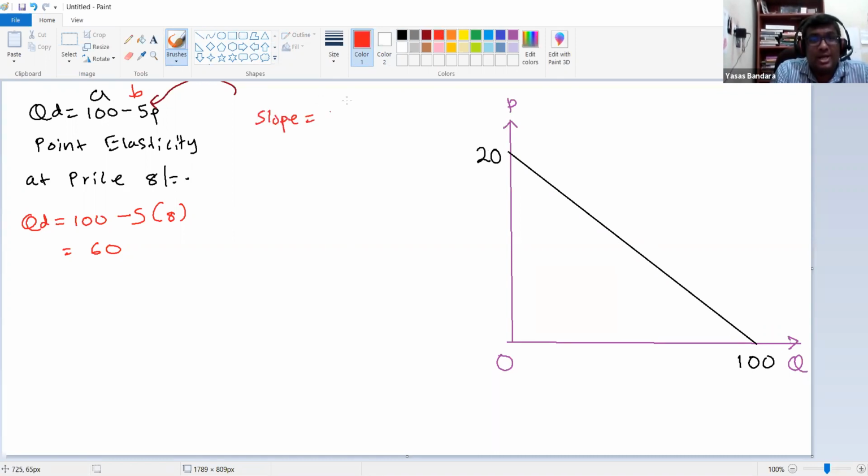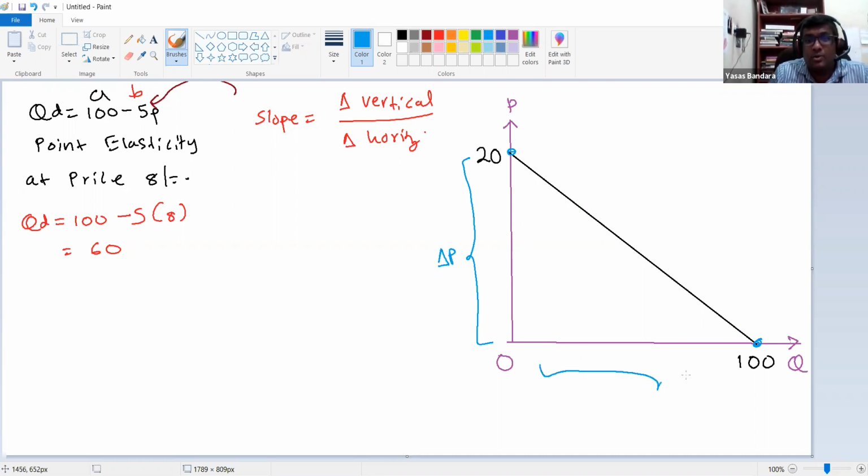Slope means change in vertical axis over change in horizontal axis. So you can see, if you get these 2 points on the demand curve, this will be the total change in the vertical axis, and this will be the total change in the horizontal axis. So if you substitute these values, you can see change in vertical axis is 20, change in horizontal axis is 100. Therefore, slope will be 1 over 5.